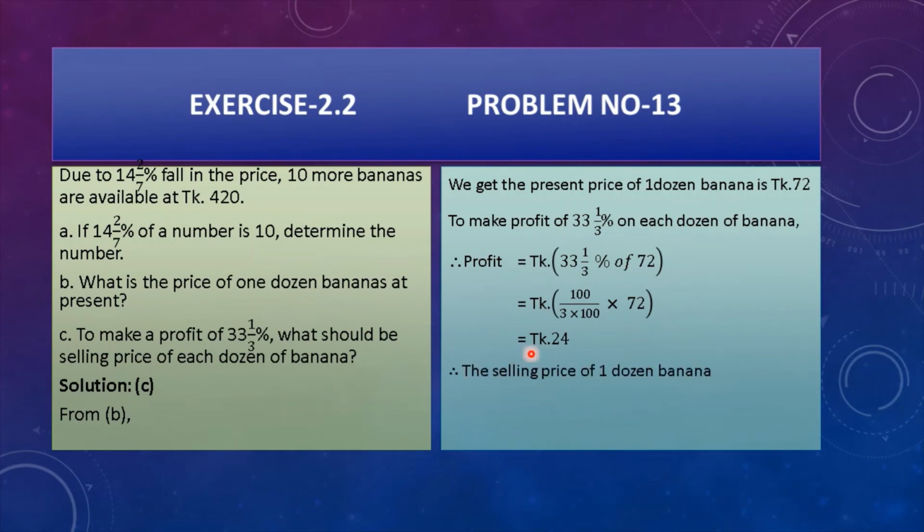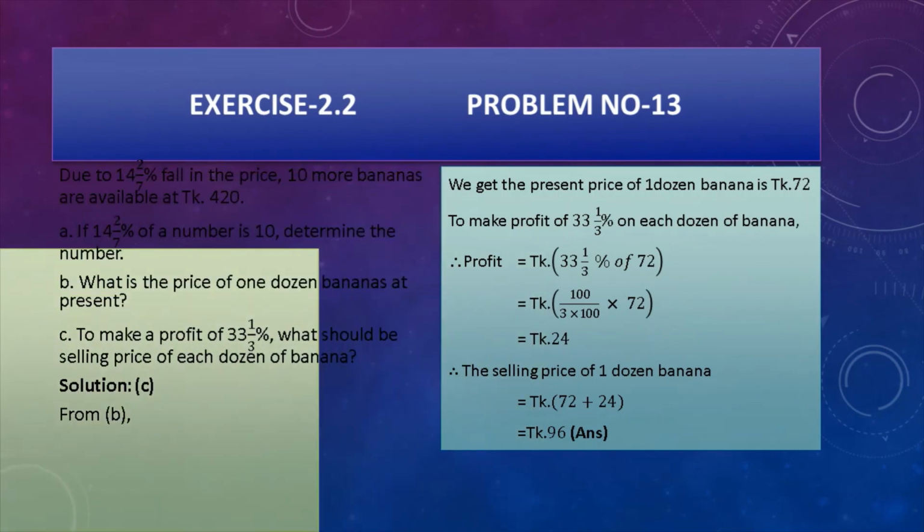So because of making this profit of 24 taka, we have to sell that 1 dozen bananas at 72 plus 24, because 72 is the present price, and if we want to make 24 taka on this present price we have to make an addition. 72 plus 24 we get 96 taka. That is our desired answer.